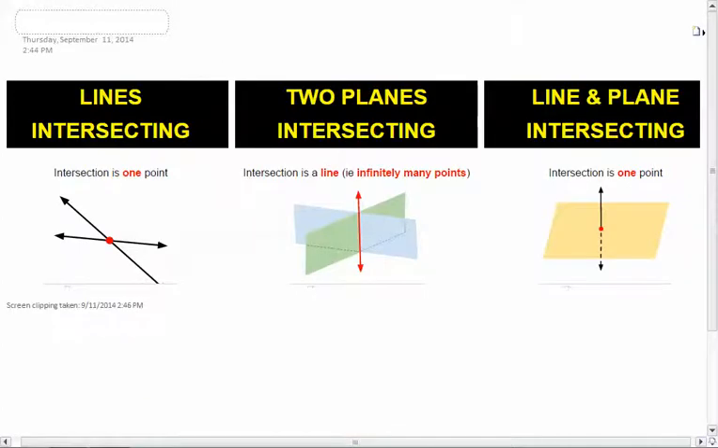If we keep looking at these, when lines intersect, of course they might not if they're parallel, but if they do intersect, they always intersect at one point. If two planes intersect, they always intersect at a line. I'll show you this in a moment. And if a line and a plane intersect, the only time they wouldn't is if they were parallel or if the line was actually in the plane. But if it's intersecting here, it's always going to intersect at one point. So just take note of those things.